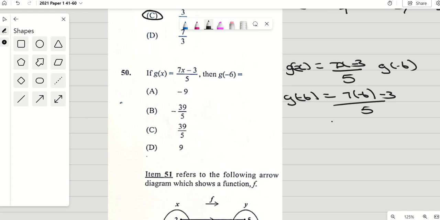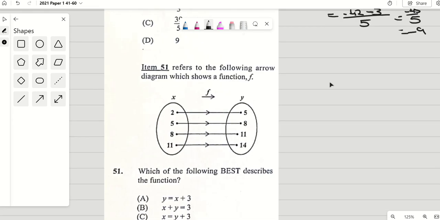Right, 7 sixes are 42. So a minus and plus a minus is minus 42 minus 3 all divided by 5, which is minus 42 minus 3 is minus 45 divided by 5. 5 goes into 45 9 times, but not just 9, it will be minus 9. So your answer is A, which is minus 9. All right?